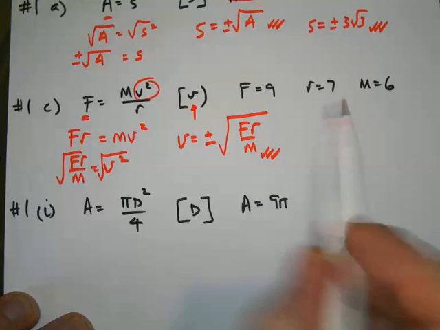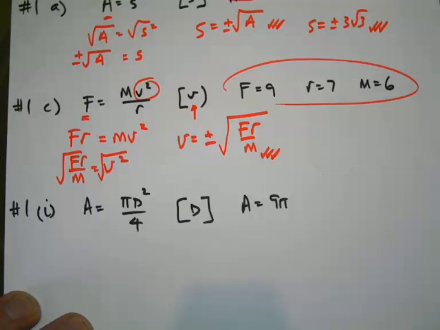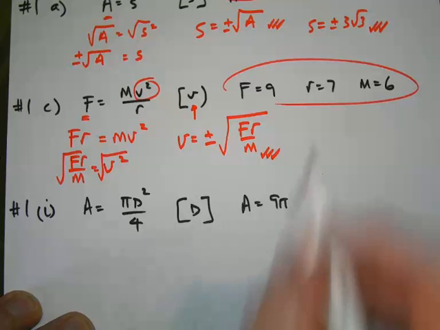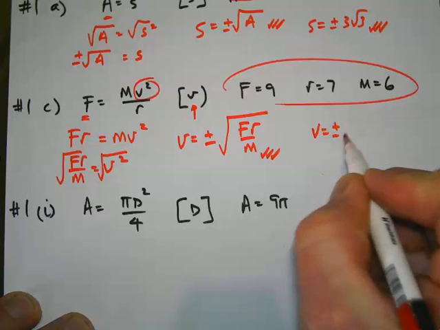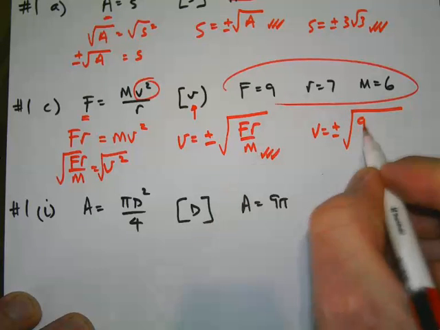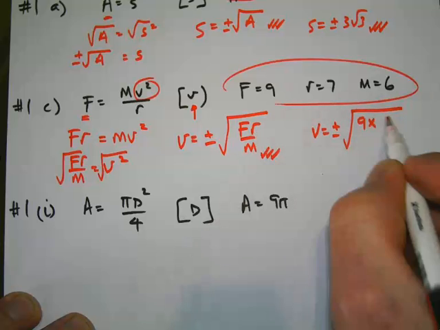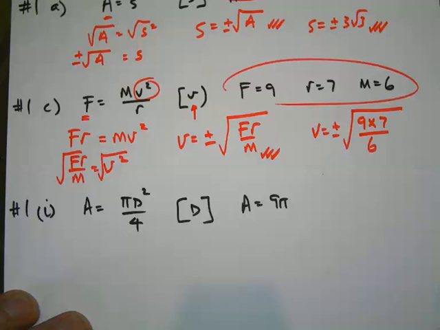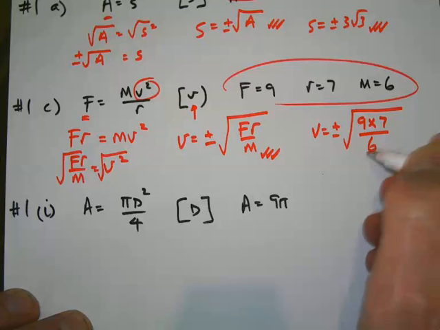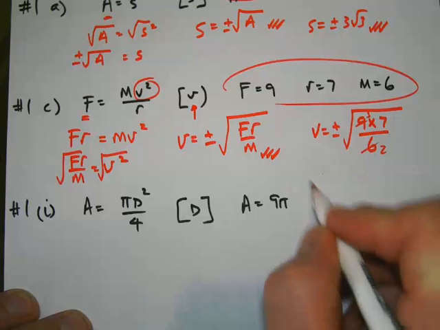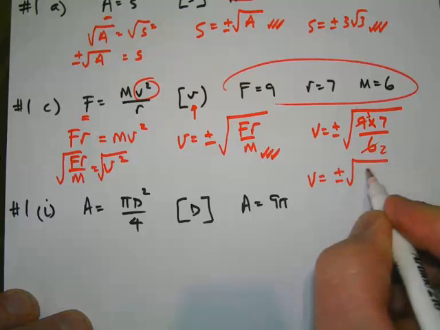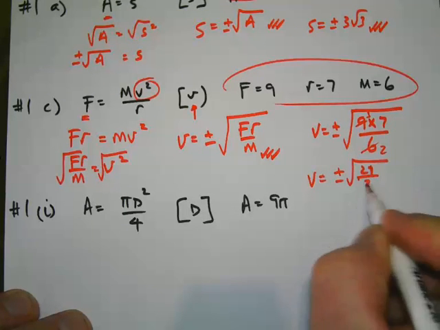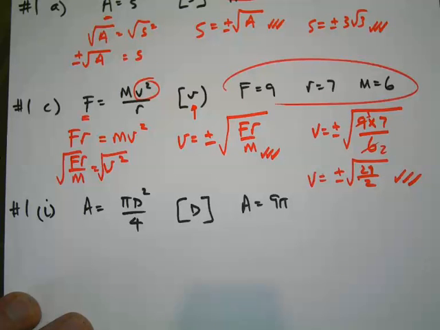Now I need to find what is the value of v given these values that are supplied. So v is going to equal plus or minus the square root of f, which is 9, times r, which is 7, over m, which is 6. 3 goes into that twice, 3 goes into that 3 times. V equals plus or minus the square root of 21 on 2. And that's as far as I can go. I'm going to leave it in that form, 21 divided by 2.